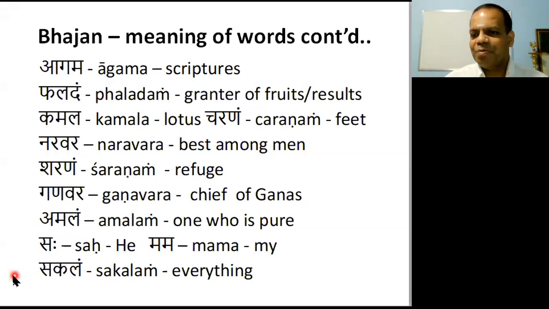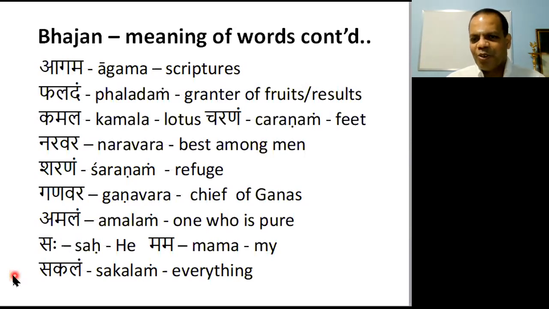Agama Phaladam. Agama means all scriptures. Phaladam means even if you're reading and studying, the fruits of those efforts are given by him. Phala means fruit. Dam means one who gives. Phaladha means one who gives the fruits. So Ganesha is the one who gives you the fruits of Agama. That means if you pray to him, he will grant you all the knowledge which is filled in the Vedas. Okay, he can give you that knowledge. Agama Phaladam.